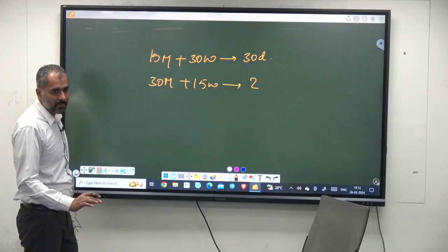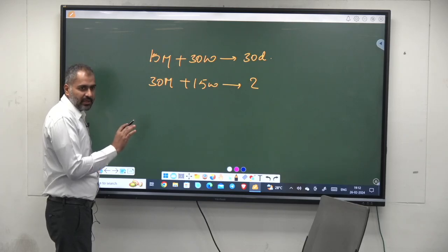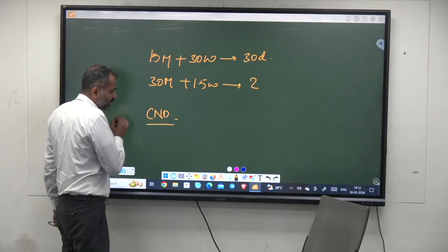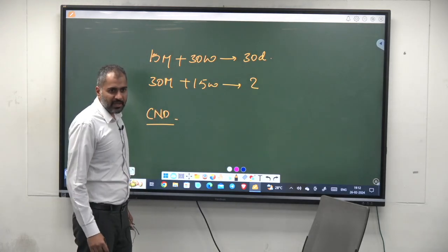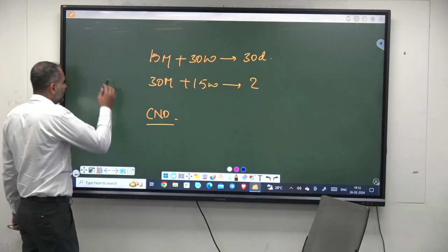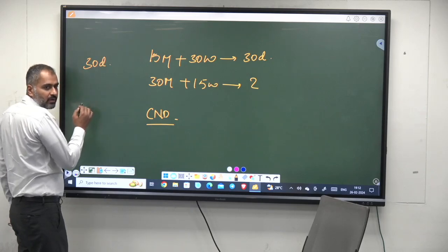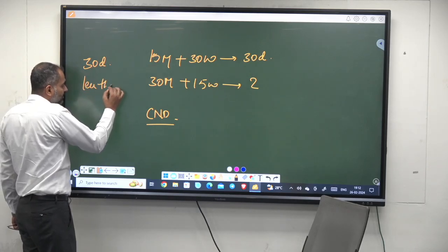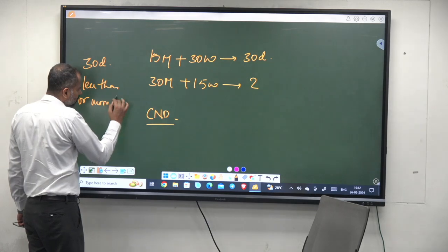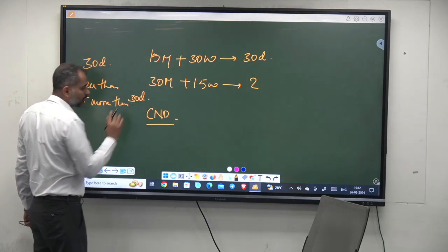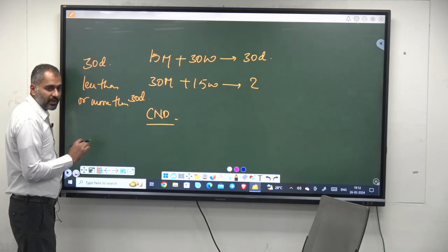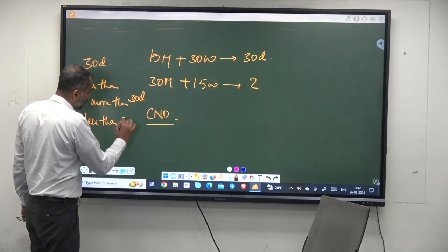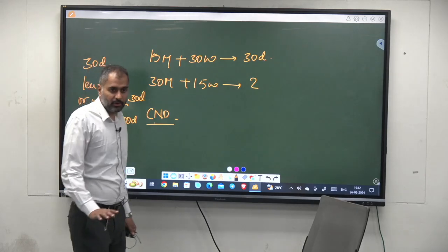Okay, data sufficiency. More than 30, less than 30, is it possible? Something like this. And also "cannot be determined" was there. The answer is cannot be determined, because the range was given in this way: 30 days, less than 30 days or more than 30 days, and cannot be determined. These are the 4 options, let's say.